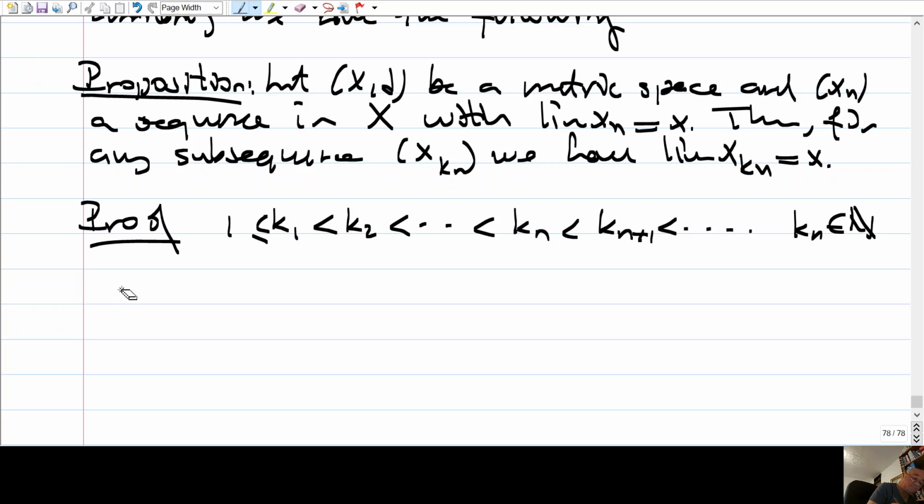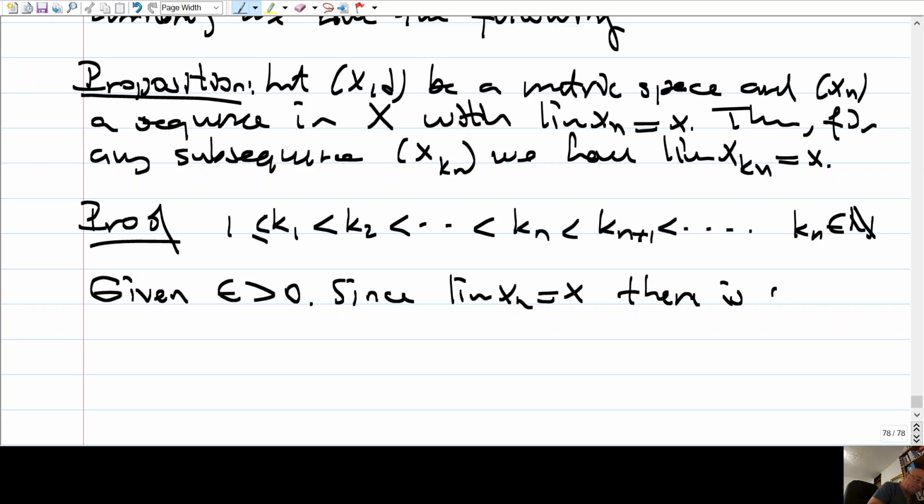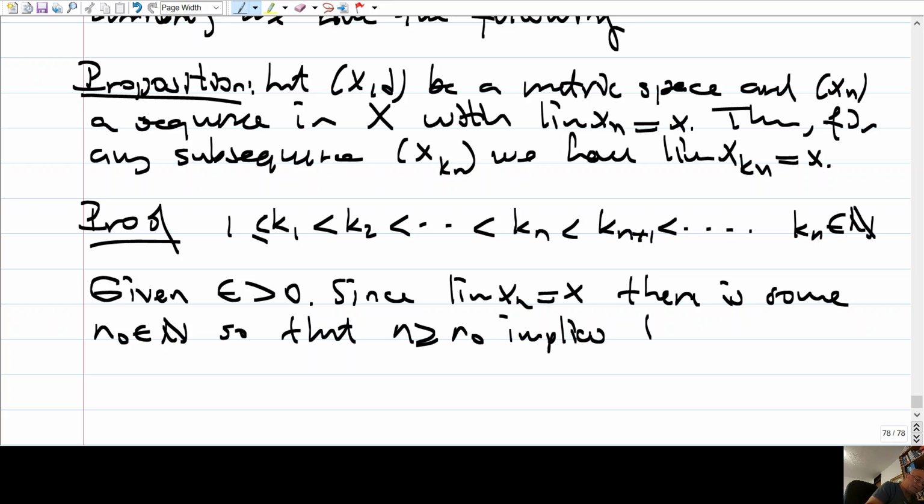So, given epsilon positive, I am already given that limit x_n is equal to x. So since limit x_n is equal to x, there is some n_0 so that n greater than n_0 implies d(x_n, x) is less than epsilon.